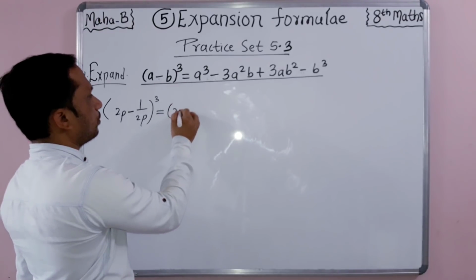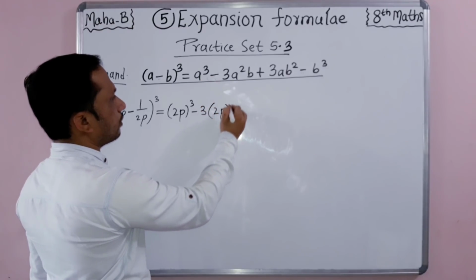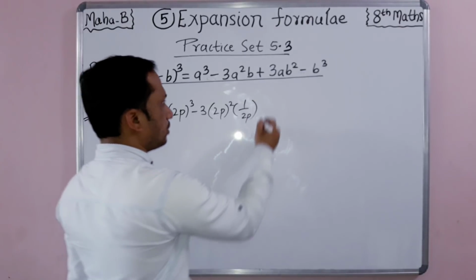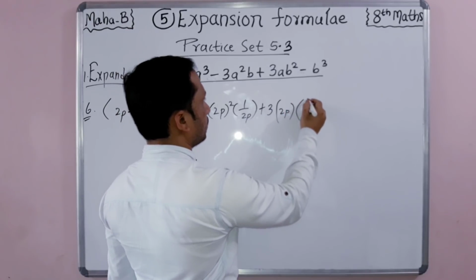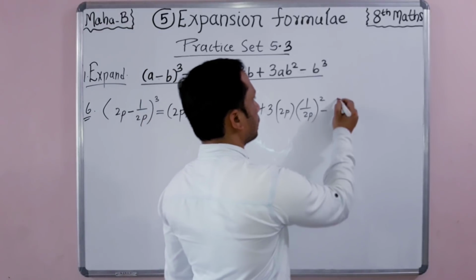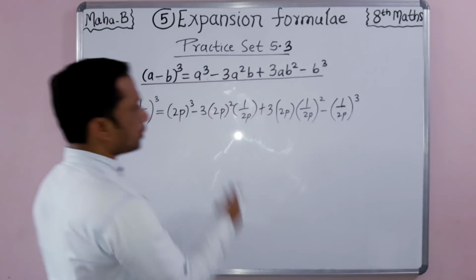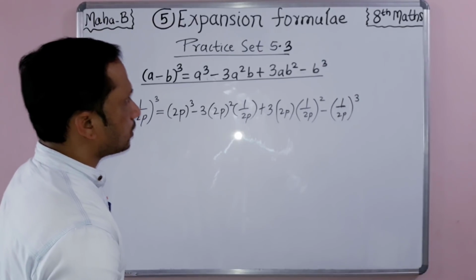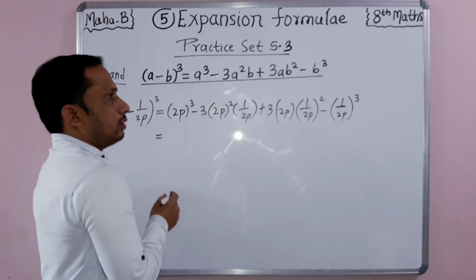First number's cube, so 2p's cube, minus 3, first number square, 2p square, into third number, that is 1 upon 2p, plus 3, then first number 2p, and then second number square, 1 upon 2p square, and minus second number's cube, 1 upon 2p's cube. So this is the expansion in the format of a cube minus 3a square b plus 3ab square minus b cube. Okay students, let's solve this problem.